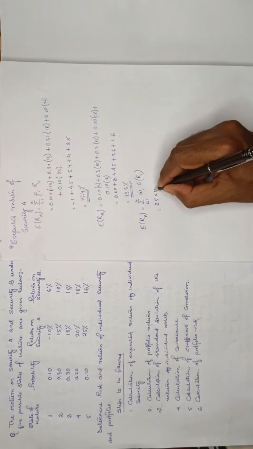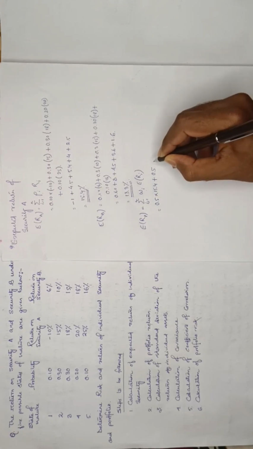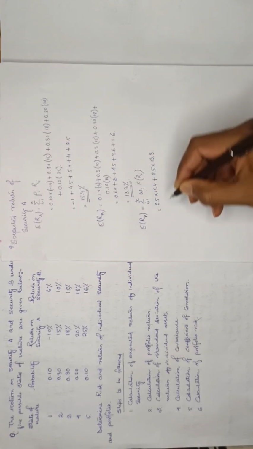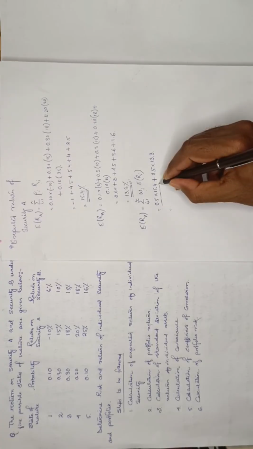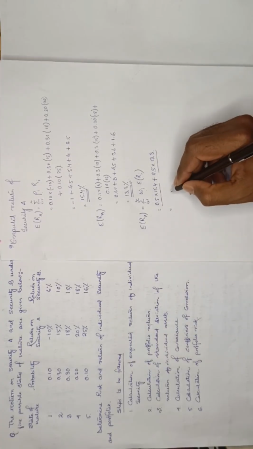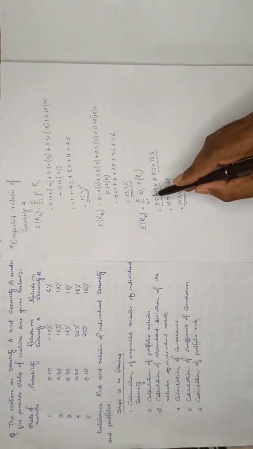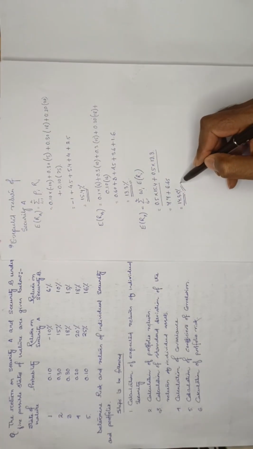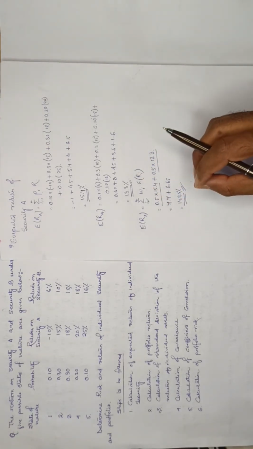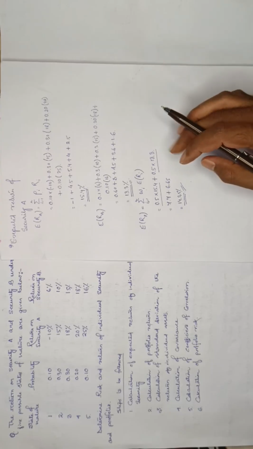And the expected return of security A is 15.4. Similarly, the expected return of security B. Now if we add the product of this and the product of this, you will get the expected return of your portfolio. The portfolio return that is coming is 14.35. Clear? This is the way you need to calculate the expected return of individual security as well as the portfolio. I hope it is clear.